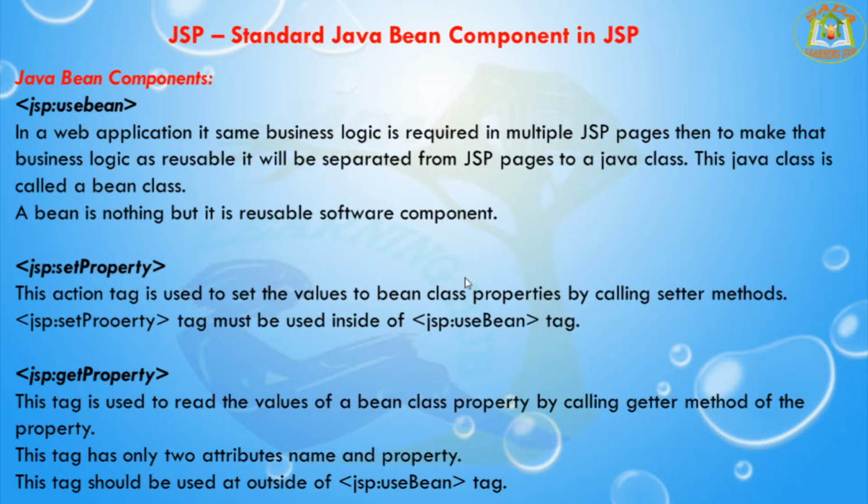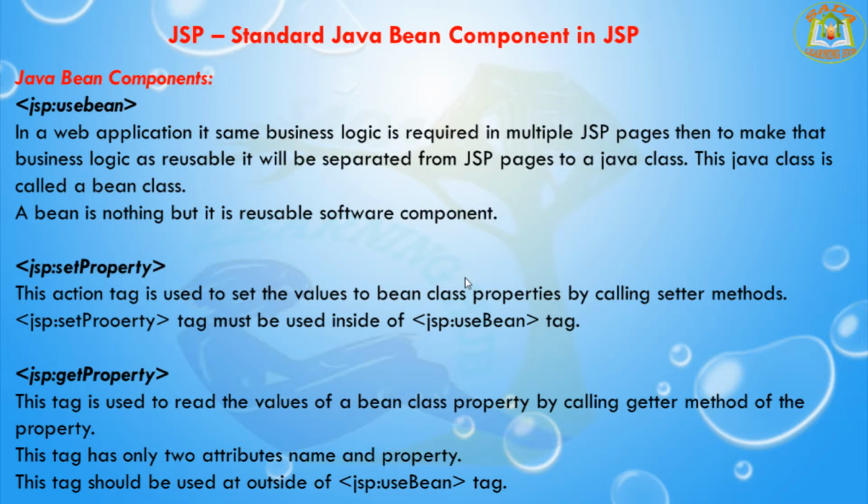This action tag is used to set values to the Java Bean class properties by calling the setter methods. The jsp:setProperty tag must be used inside of a jsp:useBean tag. The value of the id attribute of the jsp:useBean tag and the value of the name attribute of the jsp:setProperty tag should be the same.